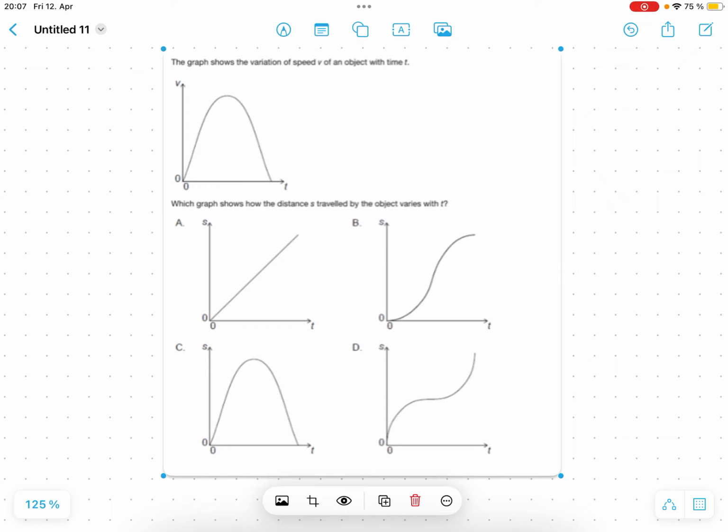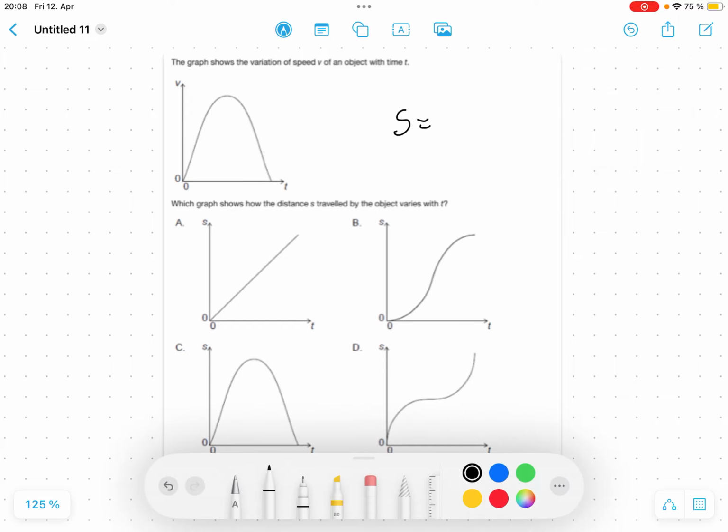Hello, so today we're going to be trying to solve this question. The graph shows the variation of speed v of an object with time t. Which graph shows how the distance traveled by the object varies with t? So something that we should know is that s equals velocity times time.